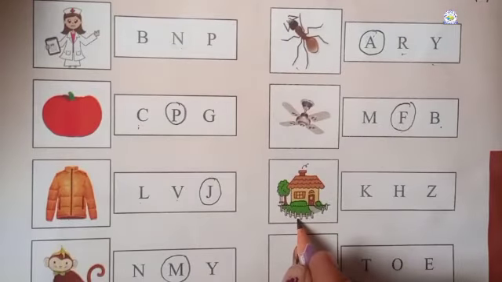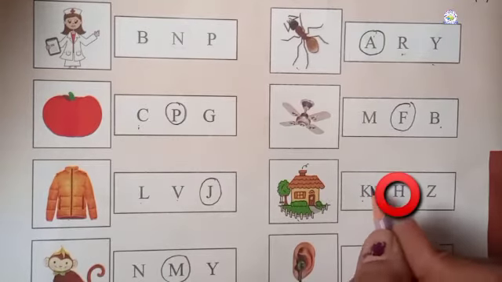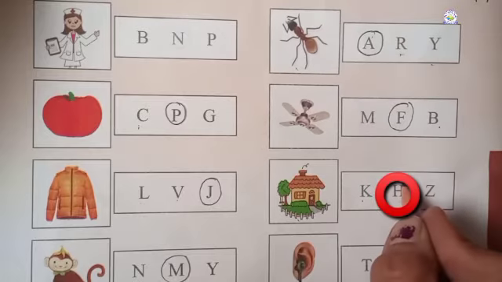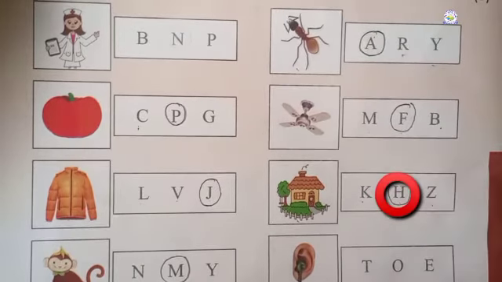See the next picture. Which picture is this? This is house. H for house. So we have to circle H. This letter is K. This letter is H. So we have to circle H. This letter is Z.